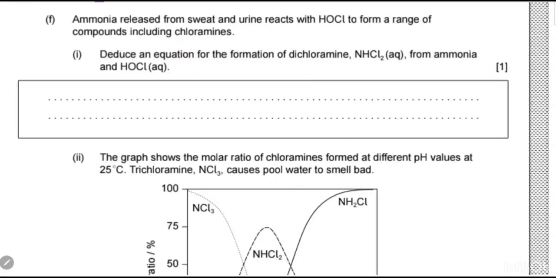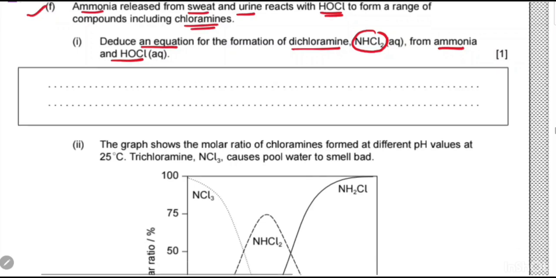Now this question, part F, says ammonia released from sweat and urine reacts with HOCl to form a range of compounds including chloramines. Deduce an equation for the formation of dichloramine, which is NHCl2, from ammonia and aqueous HOCl. We have to write an equation for this question.